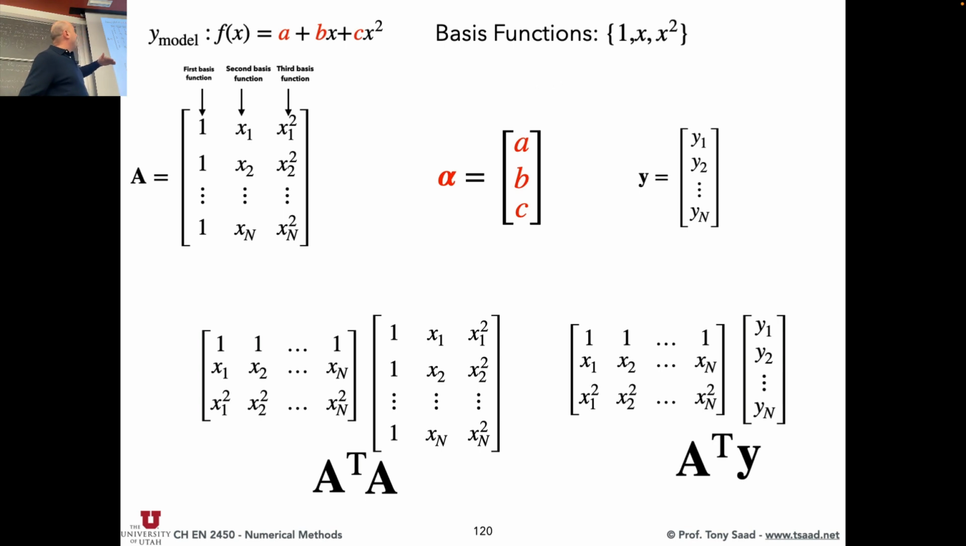Now I build the rows. I go x1, x2, x3, all the way to xn. My solution vector is a, b, c, that's alpha, and my right-hand side is y1 through yn. Now I simply take A transpose times A over here, and A transpose times y on the right-hand side. So transpose, you take this matrix and flip it. If you're confused about the transpose, the first column becomes the first row, the second column becomes the second row, and the third column becomes the third row.